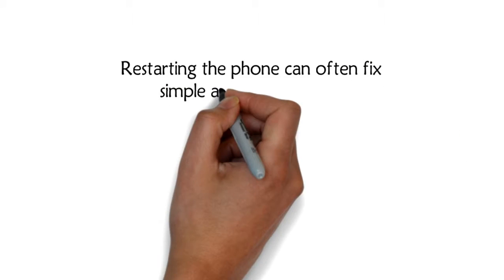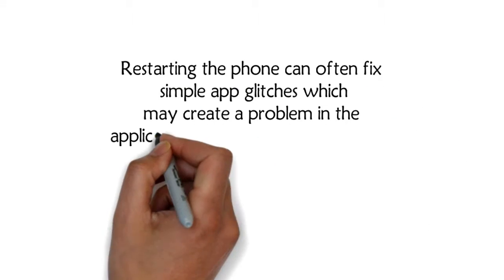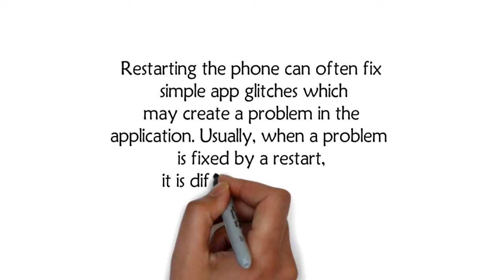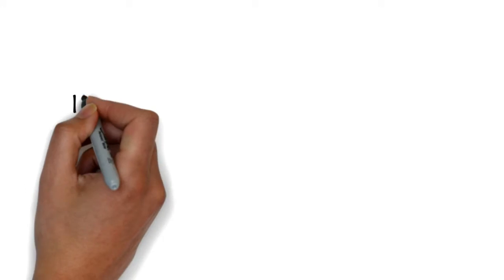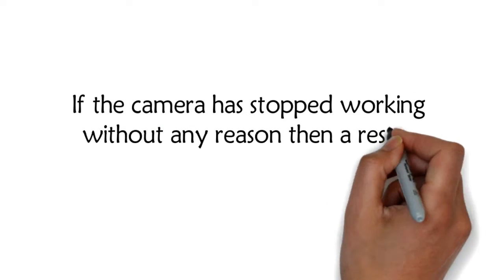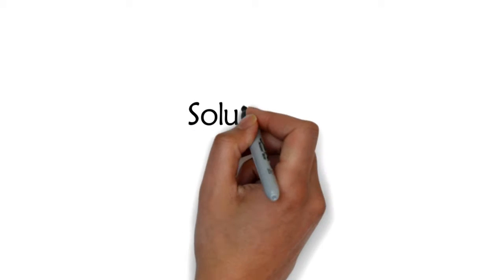Solution 2. Restart the device. Restarting the phone can often fix simple app glitches which may create a problem in the application. Usually, when a problem is fixed by a restart, it is difficult to trace the actual cause of the problem. If the camera has stopped working without any reason, then a restart is a quick and easy fix. However, if your Android device continues to show the same error, then the problem may be more than a glitch. It can be a corrupted file or an update which may be causing this.